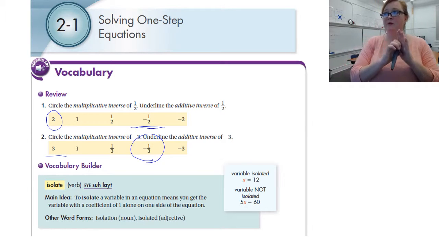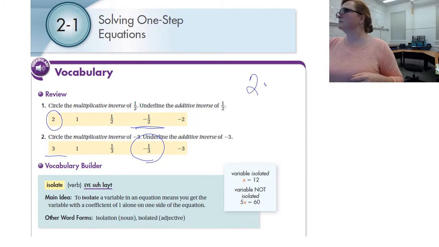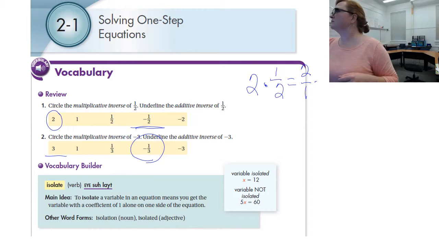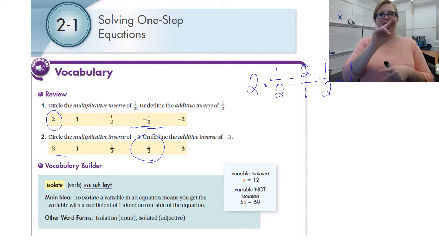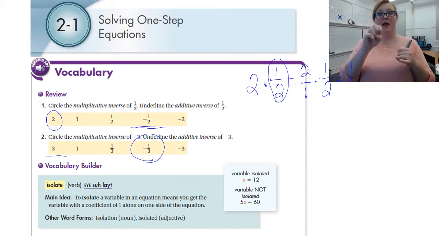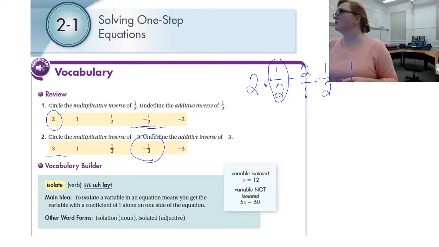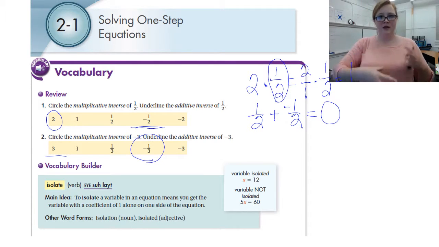As an example, I'll show you the work. That is the multiplicative inverse. Now, the additive inverse. (1/2) plus (-1/2) is equal to 0.